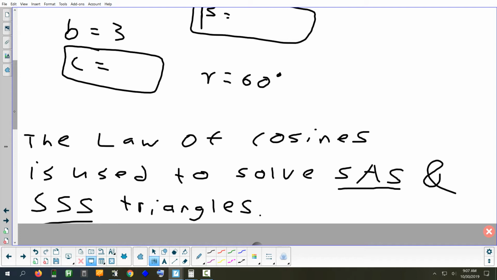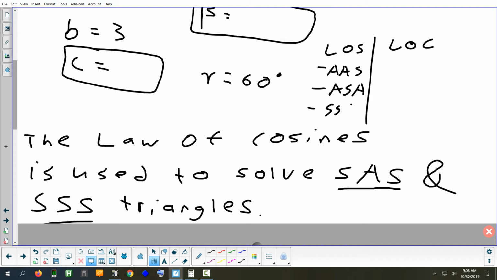So on the test, the first step that you're going to have to decide when you're given information is, all right, should I try the law of sines or should I use the law of cosines? So I suggested, but this is up to you, on a reference sheet, I would list all the types of problems you can do for law of sines and law of cosines. So we've got angle, angle, side, angle, side, angle, and the one we don't like, side, side, angle.